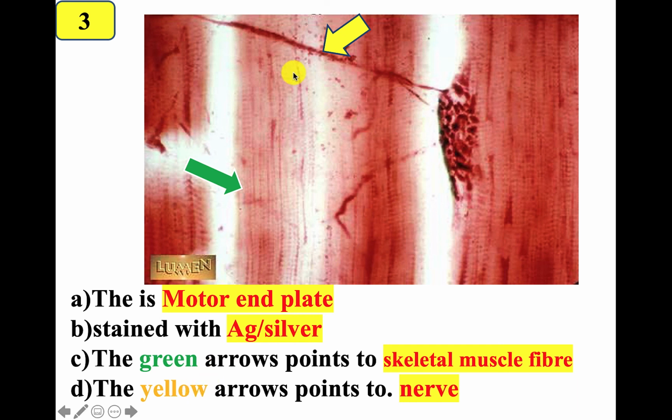After that, the yellow arrow is the nerve passing to the muscle, the whole trunk of the nerve passing to this skeletal muscle. And of course if it is pointed here, you will say this is the motor end plate. And that's all.